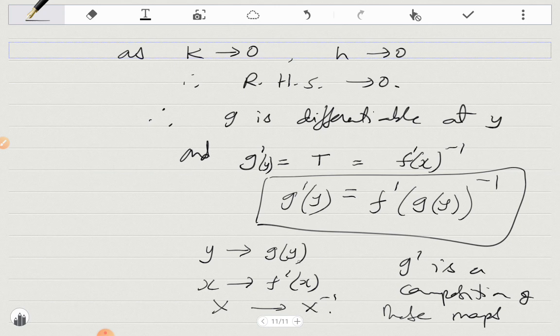The first one is from Rn to Rn. The second one is from an open set to the space of linear transformations. The third one is from invertible linear transformations to invertible linear transformations. So all these are continuous maps.